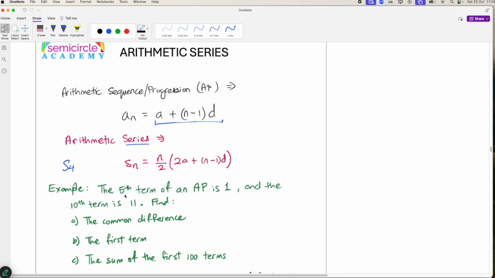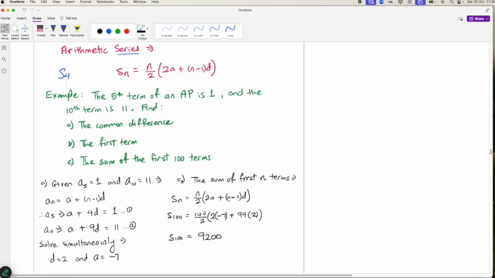So the 5th term of an AP is 1. Check this question. They tell you the 5th term of our AP is 1, and the 10th term is 11. Find the common difference, find the first term and find the sum of the first 100 terms. So check how we're going to do this.